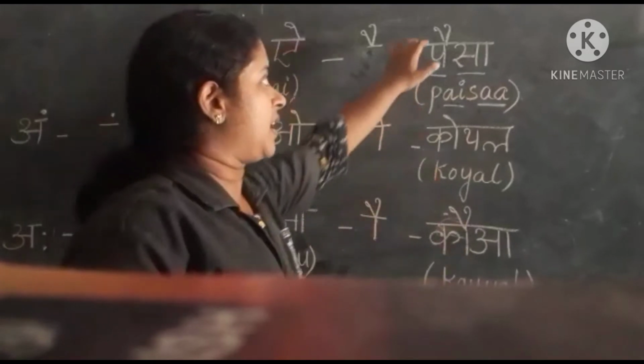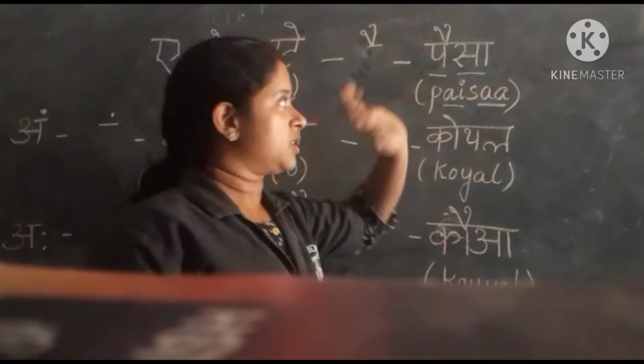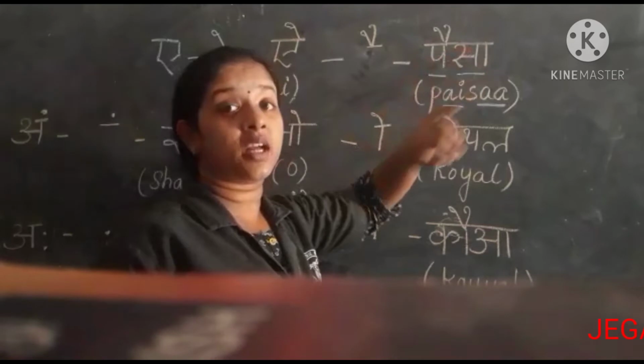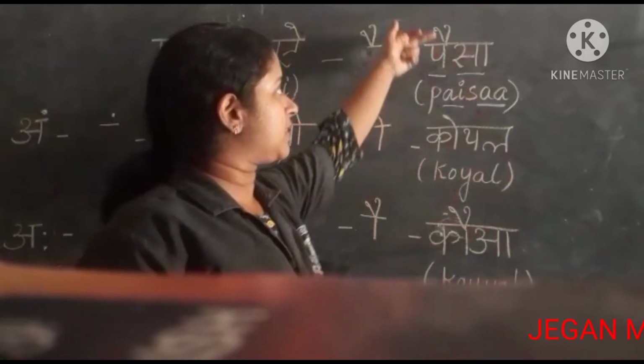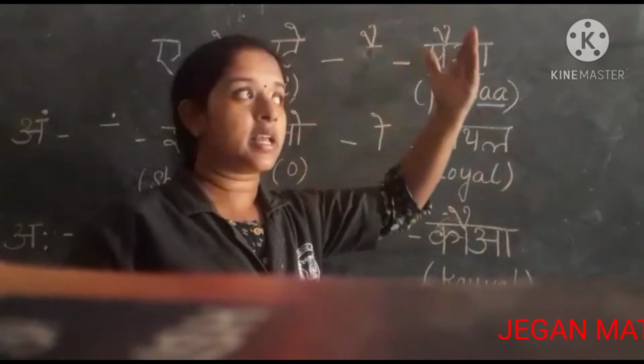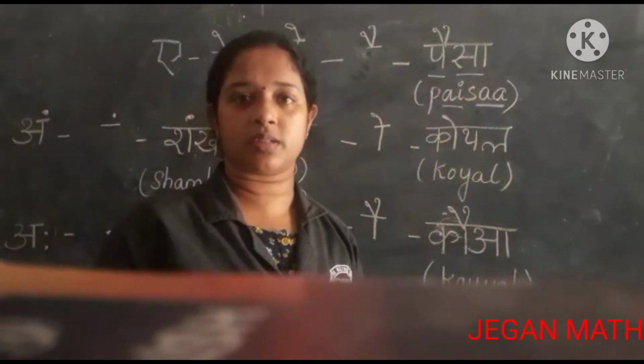So the symbol of I is used here. It is used over the consonant. If any other letter is there, it is used over the consonant, that is, at the upper side of the consonant.